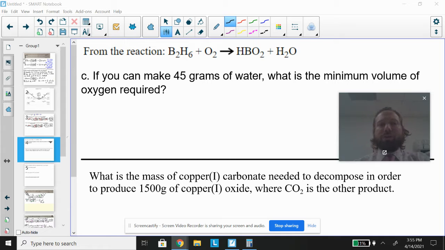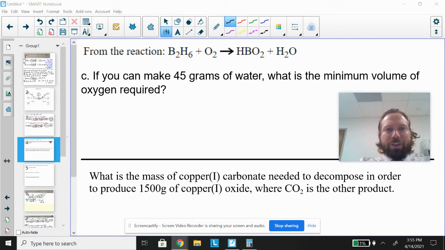In this case, we're going to go from grams of water in this particular example, same example as before, but we're going to try to find the volume of oxygen that's needed. So not a whole lot different, but just kind of ending in a different place than moles or grams. We're going to end in volume. So let's try this one.